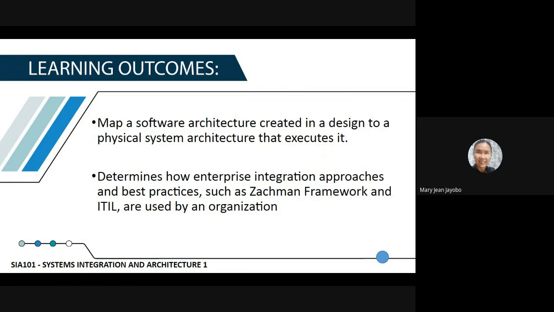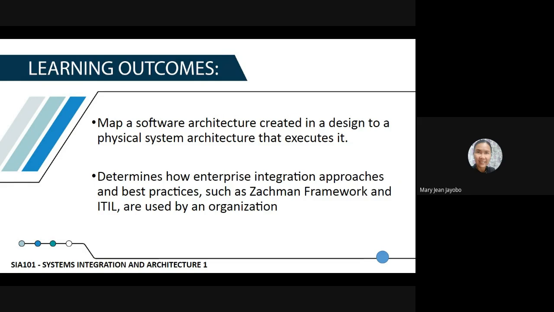So, the first one is, at the end of our discussion, you'll be able to map a software architecture created in a design to a physical system architecture that executes it. And the second learning outcome will be to determine how enterprise integration approaches and best practices such as the SACMAN framework and ITIL are used by an organization.